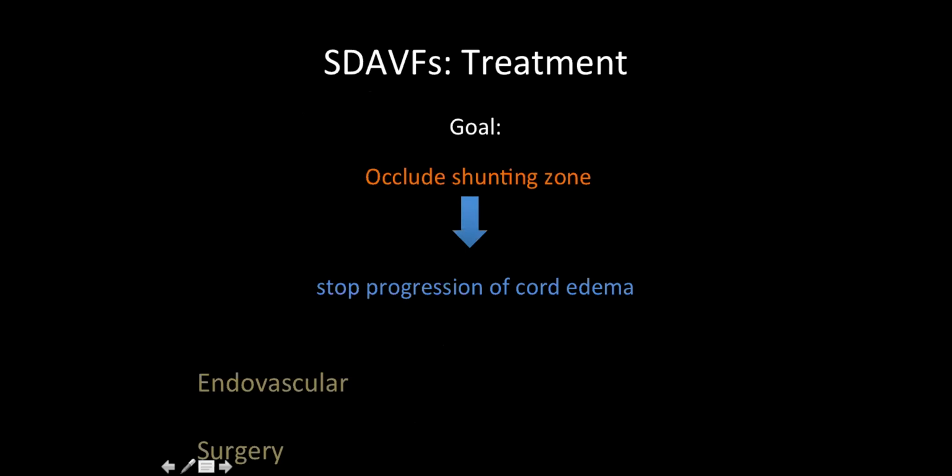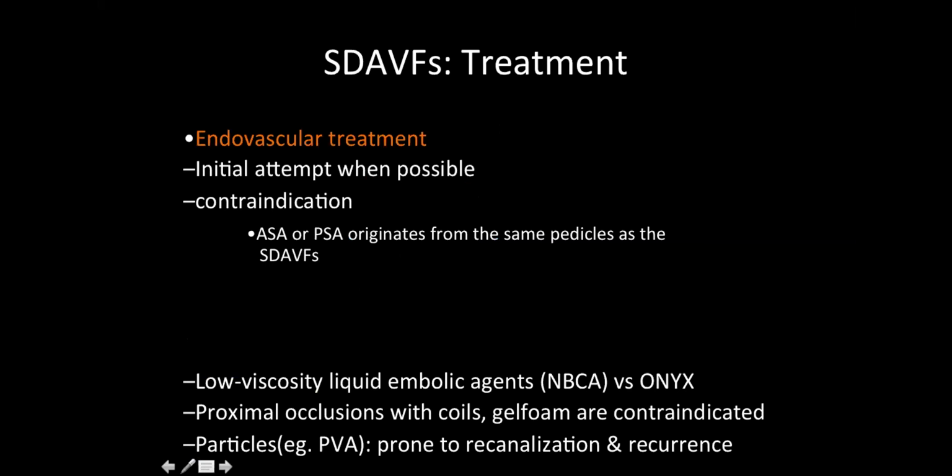Diagnosing spinal dural AV shunt is already an indication for treatment, because it will eventually give myelopathic changes. The goal is to occlude the shunt zone or to exclude the draining vein from the shunt. That will stop the progression of the cord edema, and that can be done by endovascular as well as surgery. But endovascular treatment is the initial attempt of choice whenever possible.